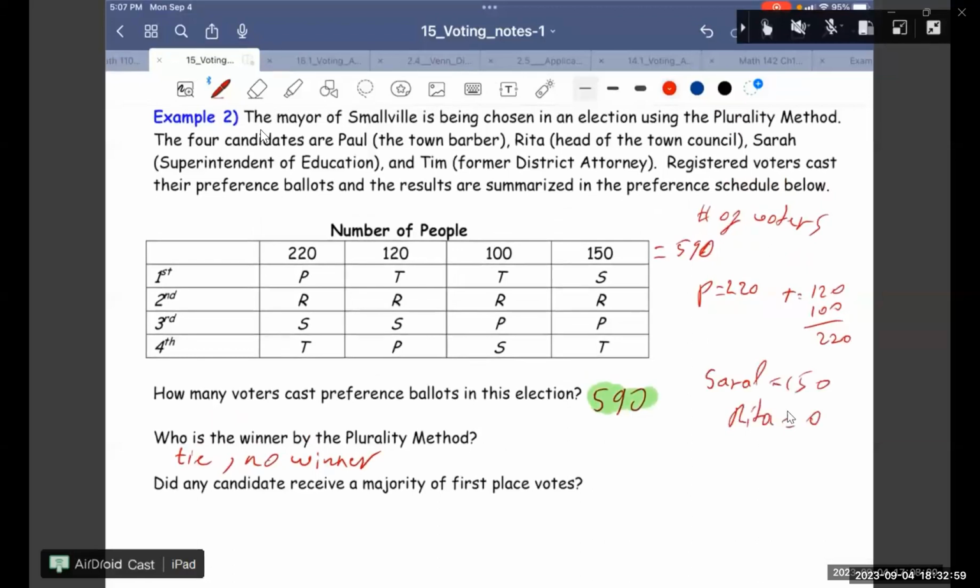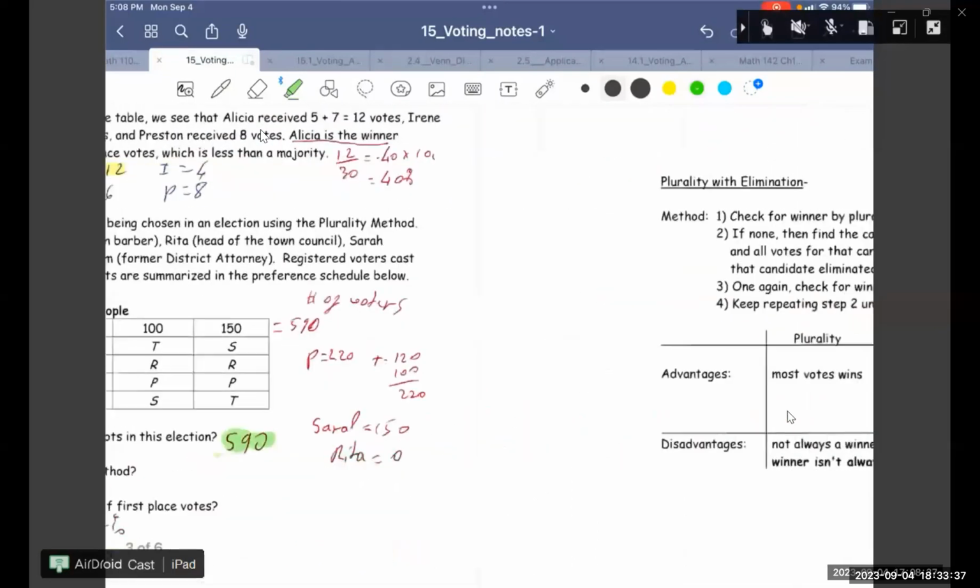We can check if any candidate receives the majority of first place votes. Because 220 divided by 590 gives 0.37, and then we multiply by 100, so that's 37%. So it means no candidate received a majority of the first place votes. This means no one wins.